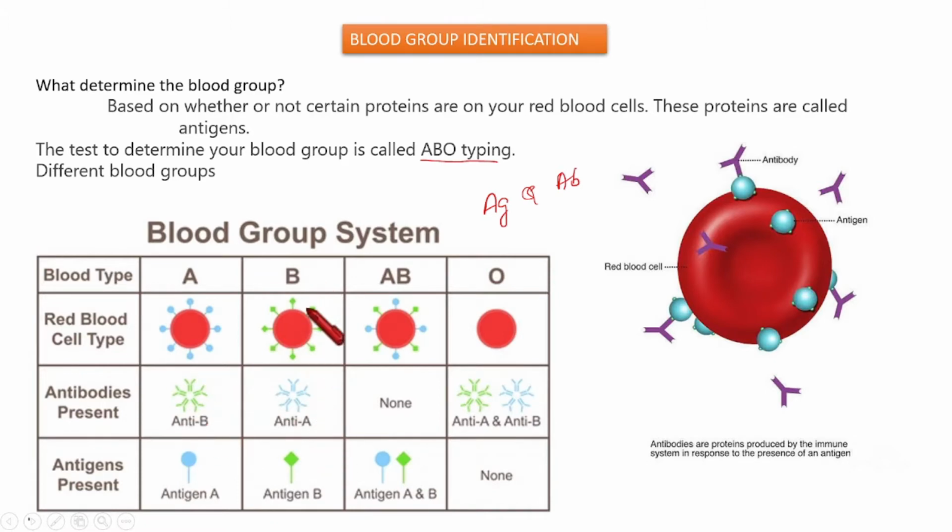Here the blood group is B and that person's RBC possesses the antigen B. So, here the only possible antibody is antibody A. And coming to AB, both antigens are present, so it is not possible to have either antibody A or antibody B. So the person doesn't have any antibody. That means they don't have any weapon. So it is the universal recipient.